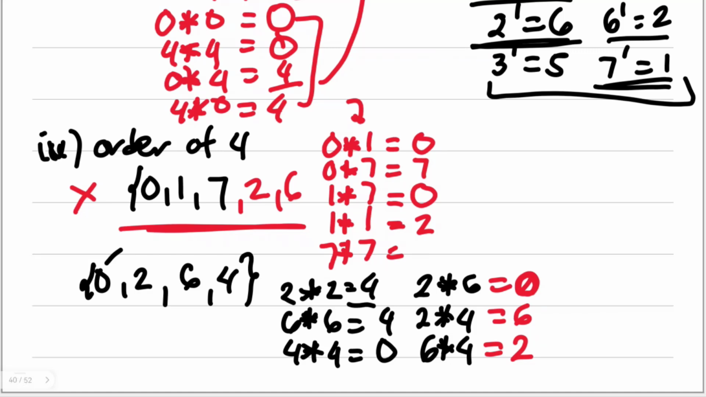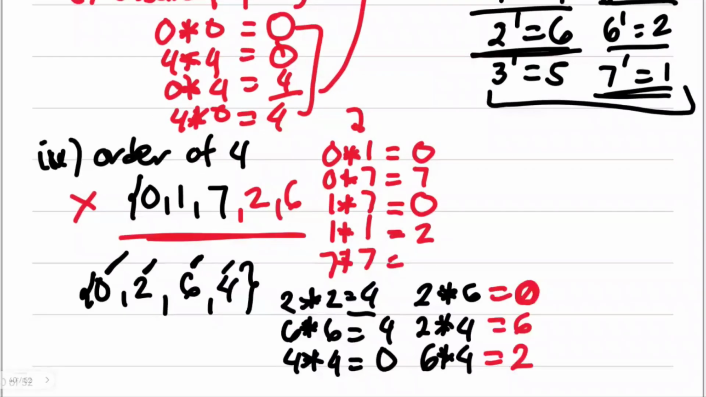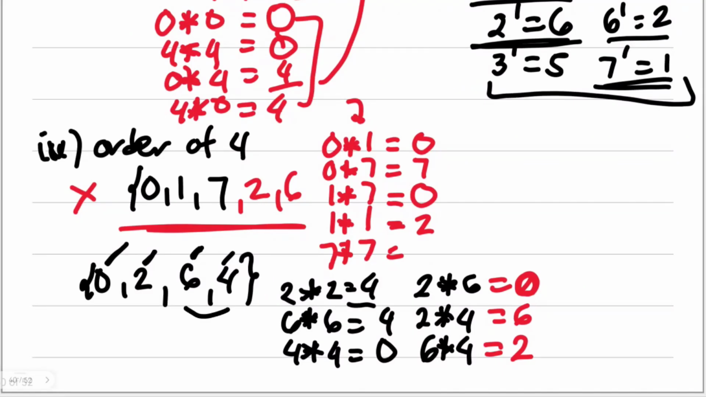It contains the identity element and the inverses of each. The inverse of 2 is 6. The inverse of 6 is 2. The inverse of 4 is still 4, right? Okay. And then when we're going to pair this, 6 and 4, 2 is already there.